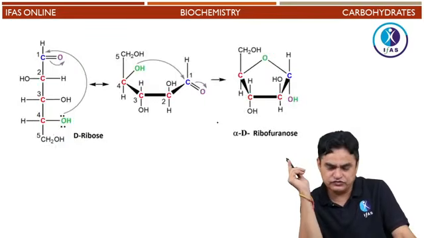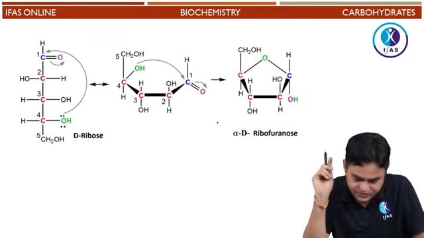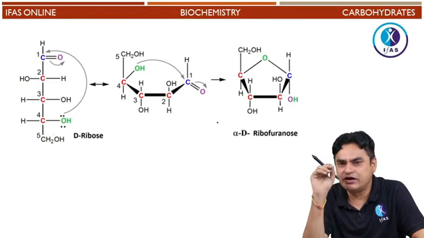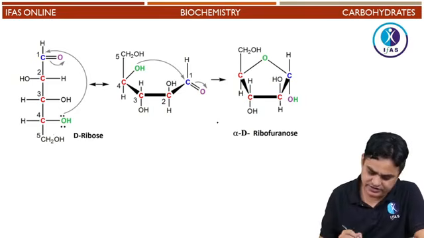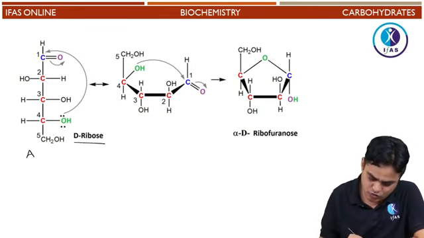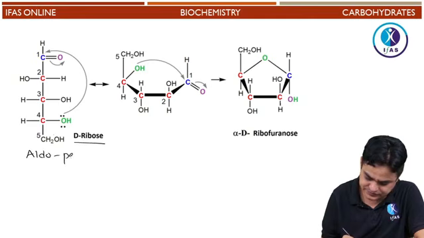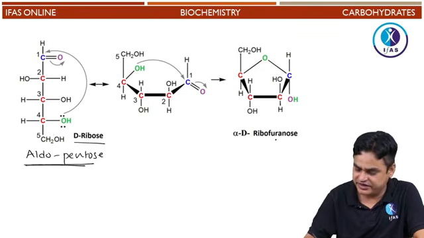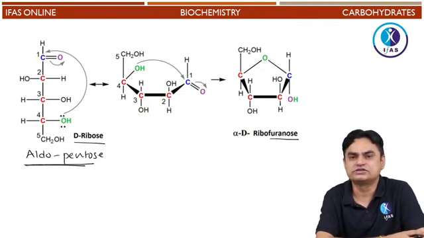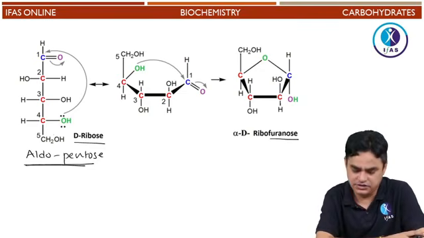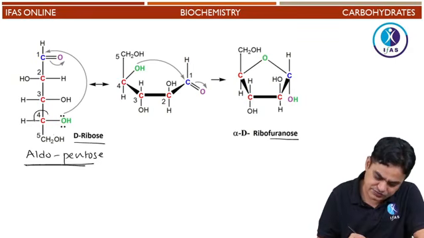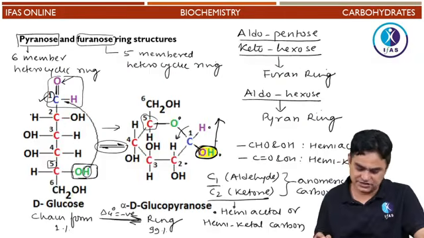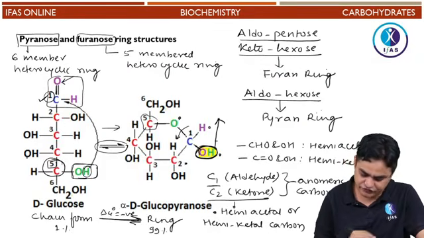So that's what I want to say. Similarly, the 5 carbon, that is aldopentose, they form a 5-membered ring that is referred to as pyranose. Here now the attack is by 4th carbon. In this case, the attack was by the 5th carbon.